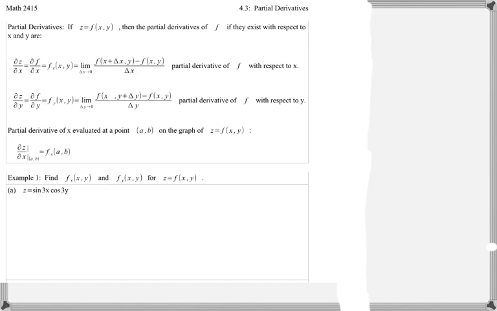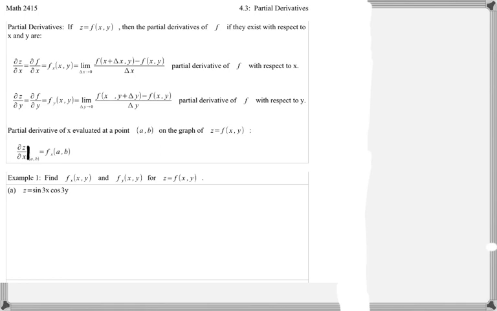Partial derivative notation at a point, for example. The partial derivative with respect to x evaluated at the point a comma b on the graph of z is equal to f of x y. So the partial of z with respect to x evaluated at a b is going to be f subscript x, so the partial of f with respect to x of a b. So we're going to do some examples of finding partial derivatives.